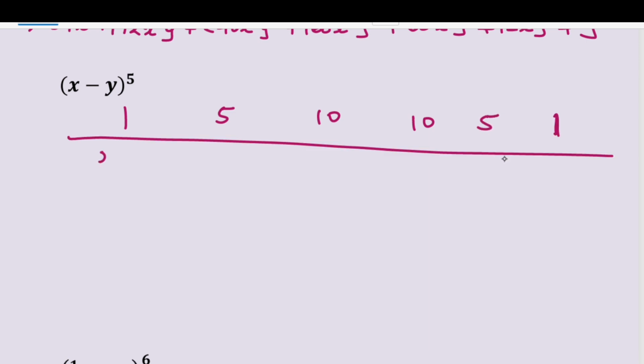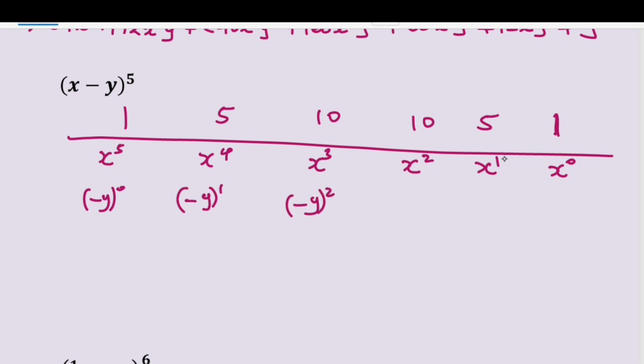So we start with x to power 5. We move to x power 4. The next is x power 3, x power 2, x power 1, then finally x power 0. Then we move to this one, put in bracket because we're having negative y raised to power 0, negative y raised to power 1, negative y raised to power 2, negative y raised to power 3, negative y raised to power 4, negative y raised to power 5.